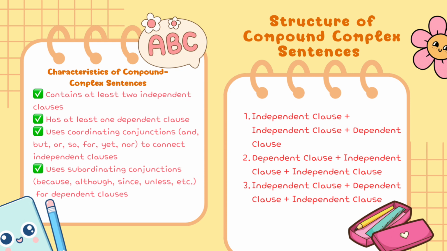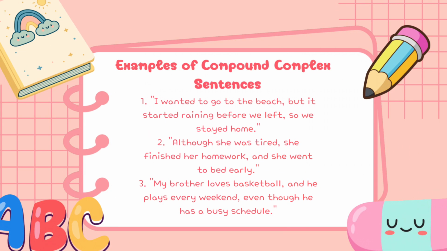and speaking. Structure. There are several common patterns in compound complex sentences. 1. Independent clause plus independent clause plus dependent clause. 2. Dependent clause plus independent clause plus independent clause. 3. Independent clause plus dependent clause plus independent clause. This means that in one sentence, we have at least two independent clauses and at least one dependent clause providing additional information.